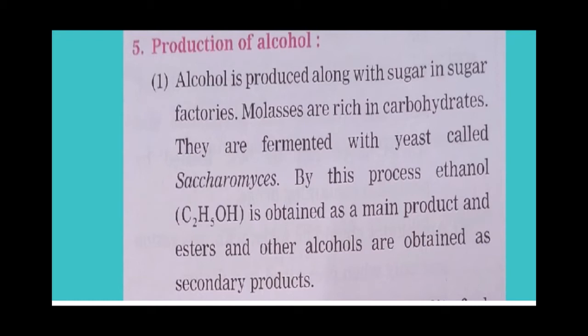Production of alcohol. Alcohol is produced along with sugar in sugar factories. Molasses are rich in carbohydrates. They are fermented with yeast called Saccharomyces. By this process, ethanol, C2H5OH, is obtained as a main product and esters and other alcohols are obtained as secondary products.